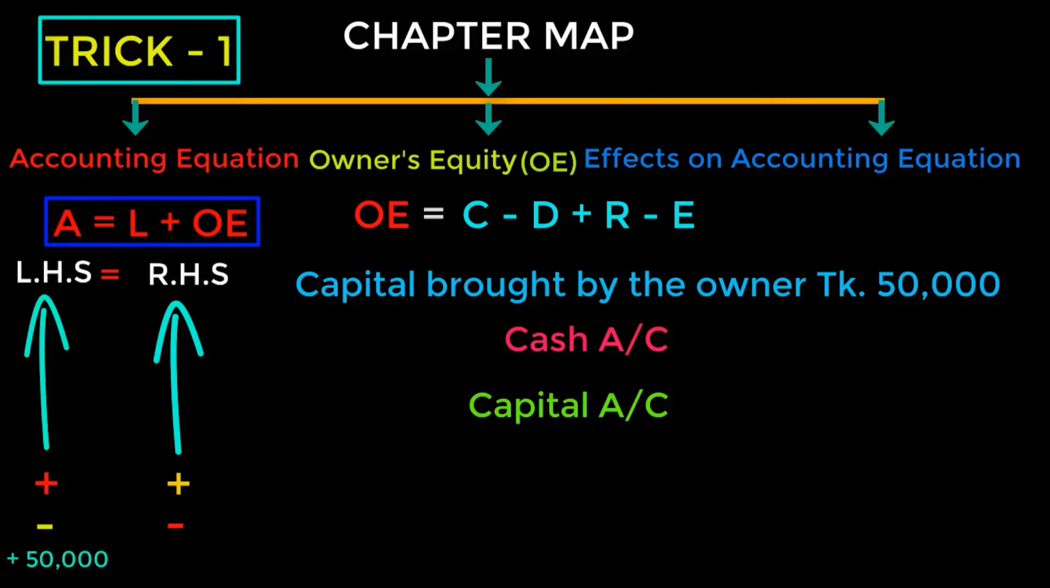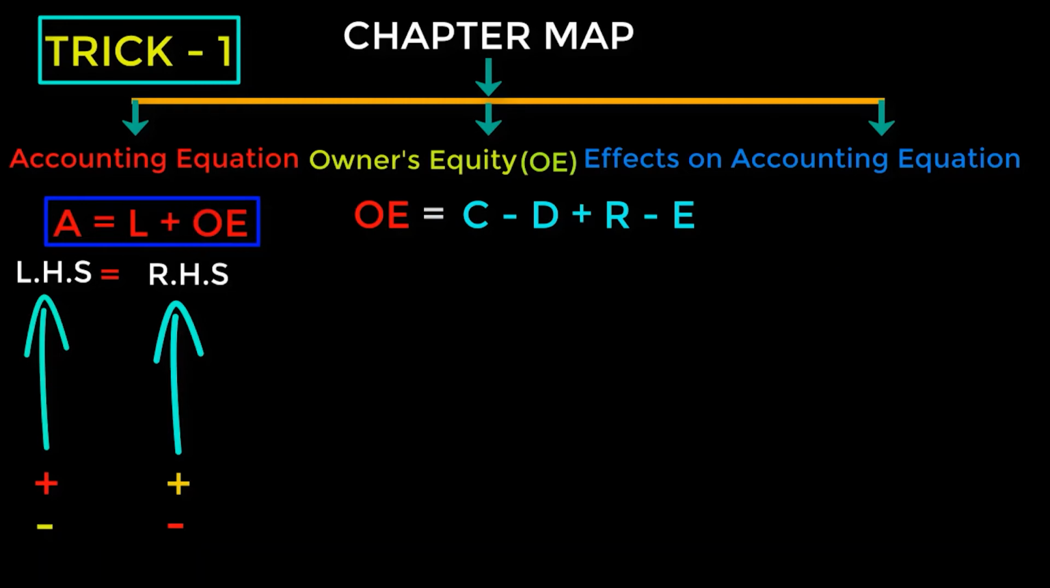Therefore, as we have got here plus in this left hand side, then automatically this right hand side will be plus. That means this capital account will be plus. So we can write here 50,000 with plus sign. Let us see another example for better understanding.